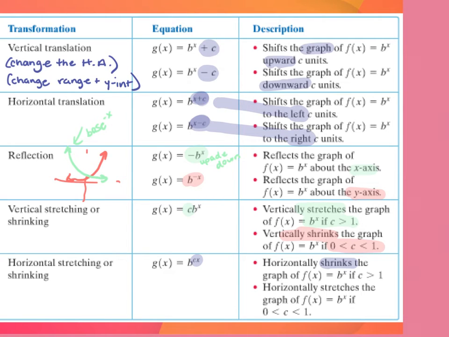And if it's in between 0 and 1, then it's a horizontal stretch. So for the most part, when you plug in your points, it's going to take care of all this stuff. You just got to be aware of how it's going to affect your asymptotes and that kind of stuff.